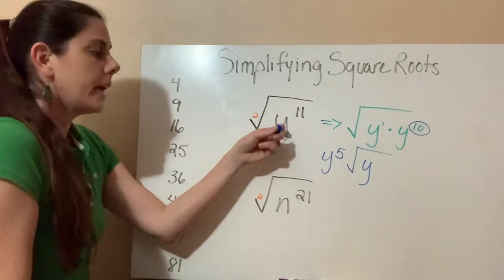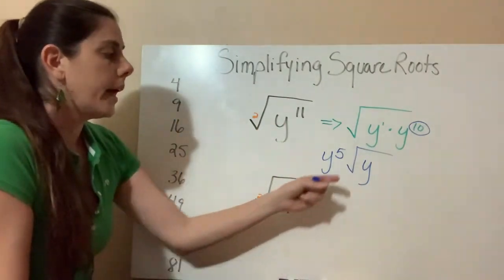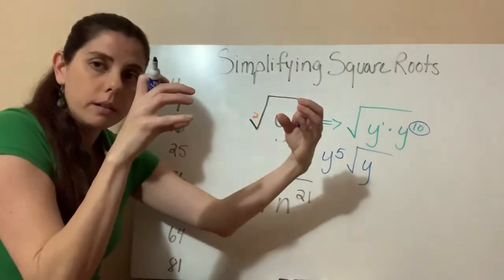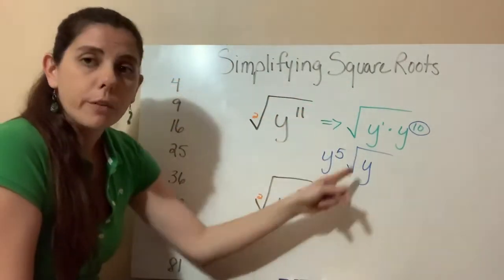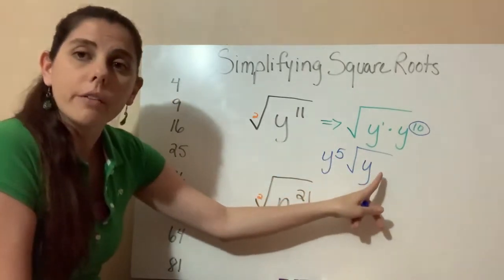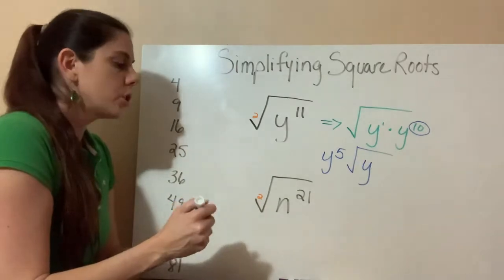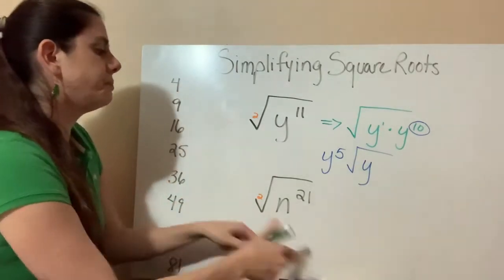So when we take the square root of y to the 11th, what we're going to end up doing is pulling it apart and then taking the perfect square root of one of those parts so we can bring it out front, and then whatever's left underneath the radical sign will stay there. So let's try that one more time.